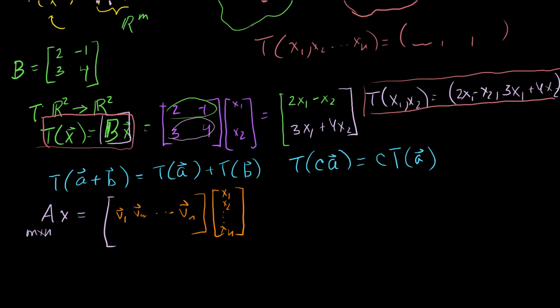And we've seen this multiple times before. By the definition of matrix vector multiplication, this is equal to x1 times v1, this scalar times that vector, plus x2 times v2, all the way to plus xn times vn. And of course, as I did at the top of the video, this vector is going to be a member of Rm. It's going to have m components.